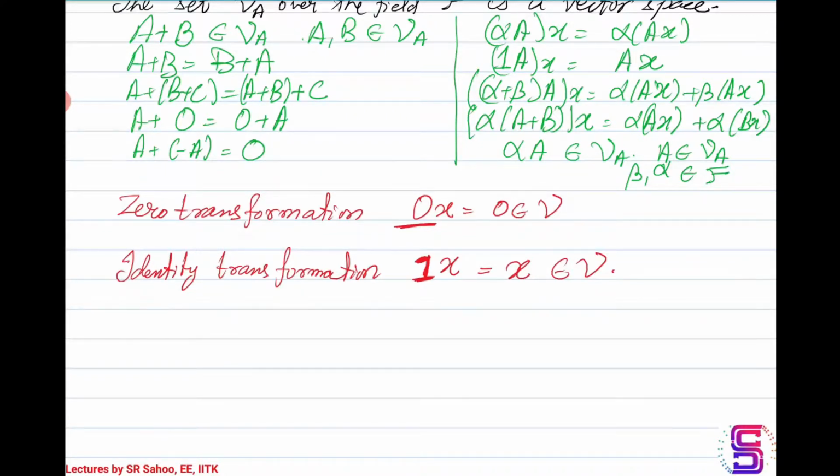So the zero transformation is when every vector maps to the zero vector. The identity transformation is when every vector maps onto itself. Under the zero transformation, you always get the zero vector from every vector, and when the identity transformation acts on a vector, it gives you back the same vector. These are two special transformations associated with every vector space that you can think of.